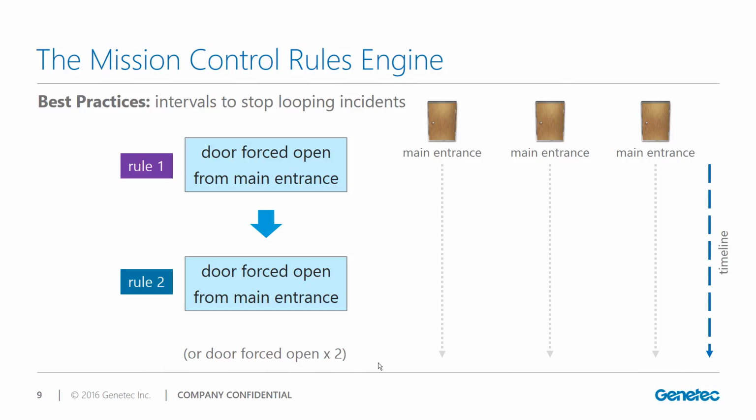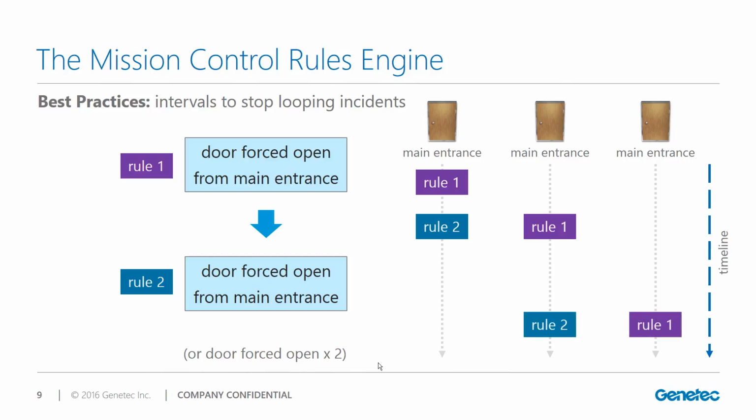So on our main entrance, somebody forces the door open. That causes rule 1 to be active, and begins an incident for the main entrance. Somebody forces the door open again on the main entrance, and that satisfies rule 2 and creates our incident. But hold on, because that actually satisfies the rule 1 condition for this same incident, and that will start a new incident tree for the main entrance.